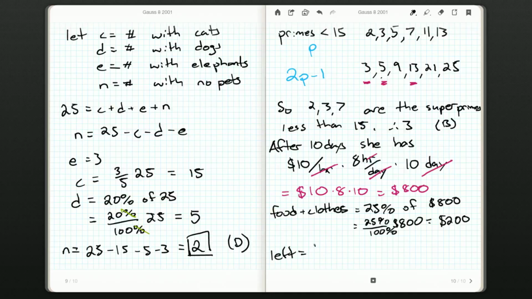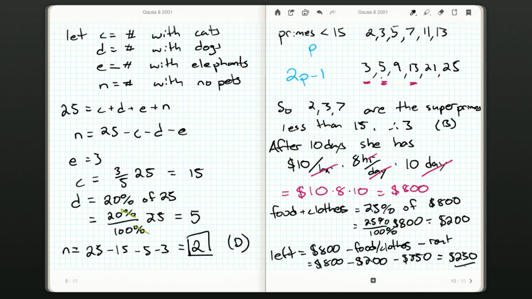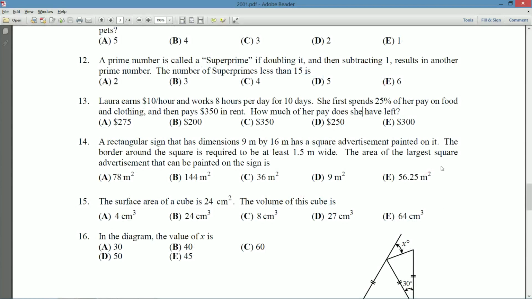So the money she has left is $800 minus food and clothes, minus rent, and that's $800 minus the $200 that we just figured out she spends on food and clothes, minus the $350 she spends on rent, and that we can work out is going to be $250. Alright, I'll just double check. We can always bring out our calculator. 800 minus 200, 600 minus 350 is $250. Okay, and we'll check. Hopefully that's one of the answers, and hopefully that's the answer you got as well.